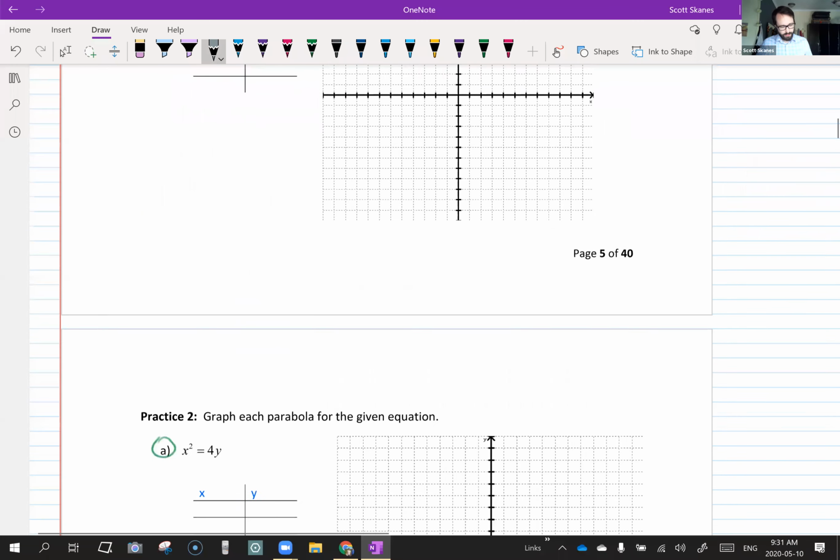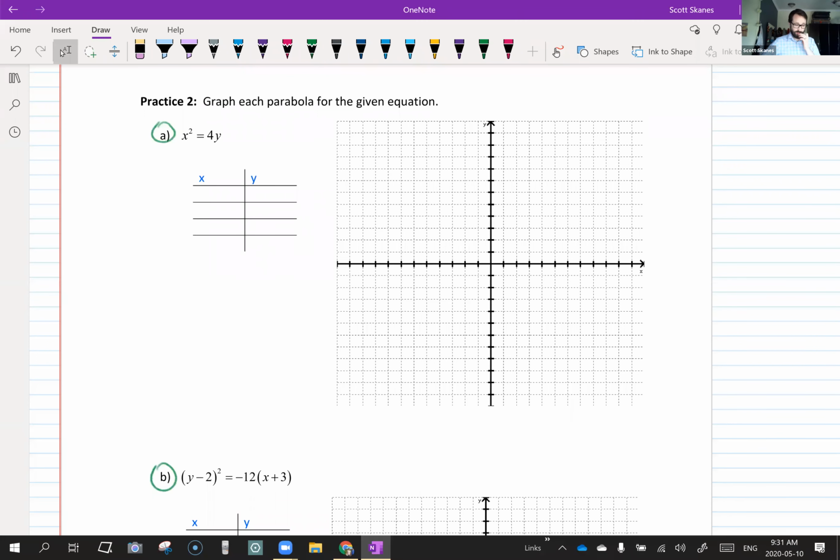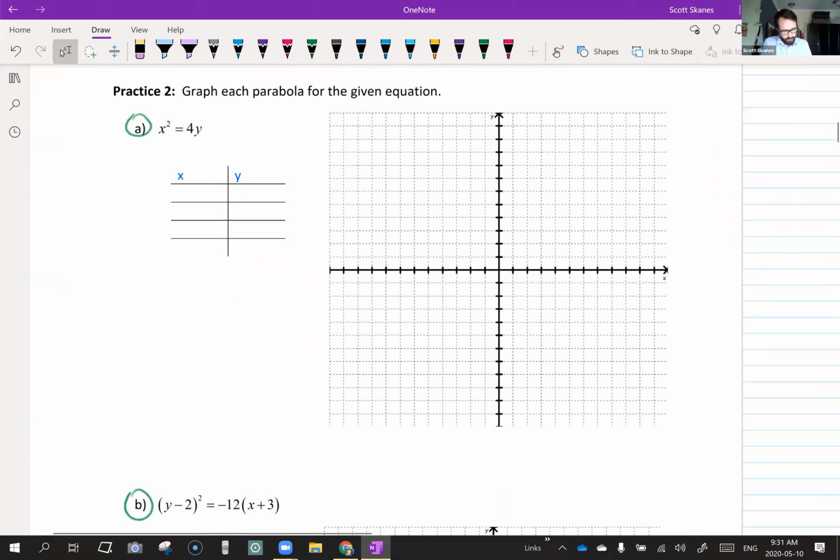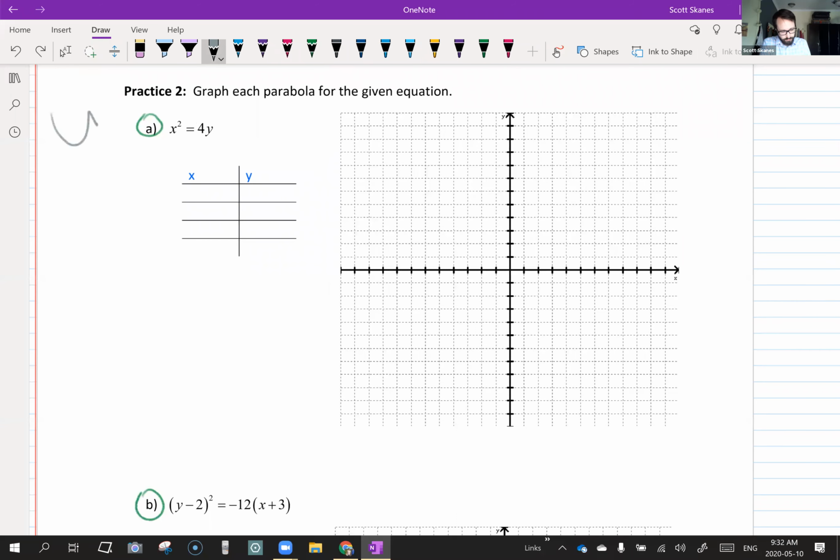So let's go ahead and take a look at this example in practice 2. In this case, it says graph each parabola for the given equation. So right away, I see that it's clearly x squared form, and I see that this is a positive number, so I know it's going to open up. It's going to look like this. That means that the focus is inside and the directrix will be on the other side.